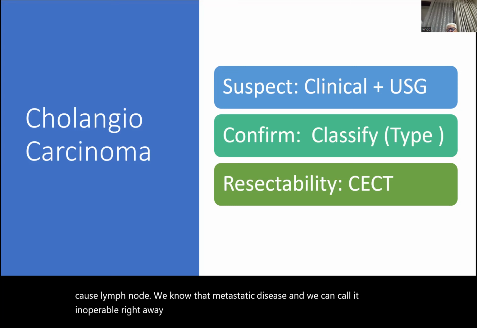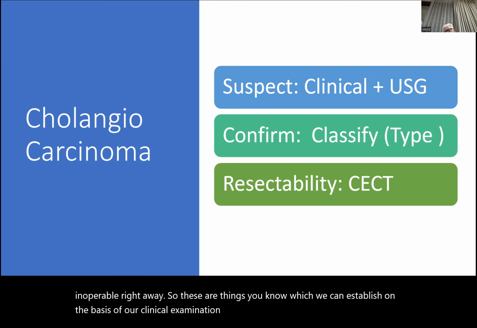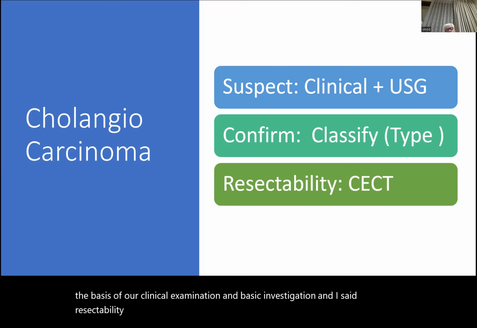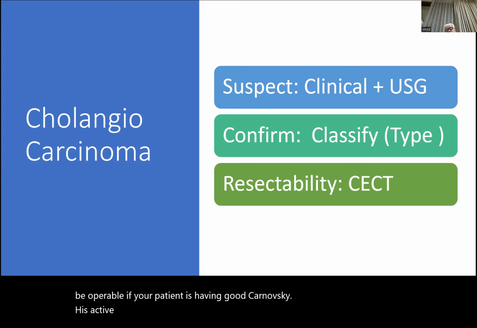So these are things which we can establish on the basis of our clinical examination and basic investigation. And as I said, resectability will have to be known about those patients which are considered to be operable. If our patient is having good Karnofsky, is active, we really need to know whether we can achieve an R0 resection or we can't achieve an R0 resection.